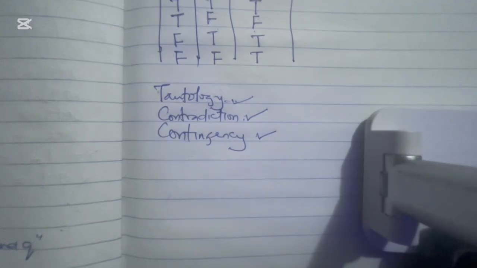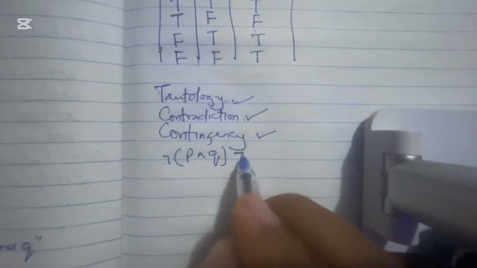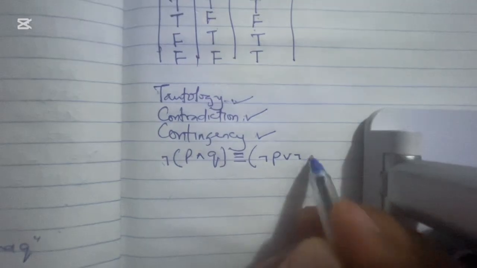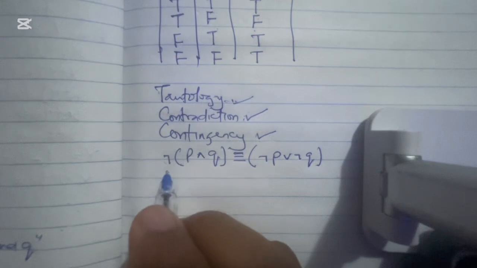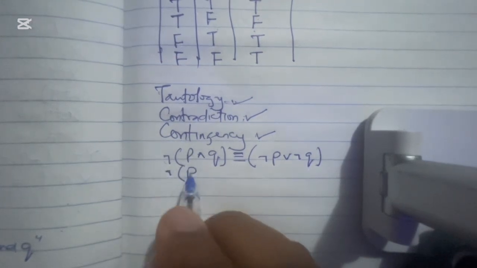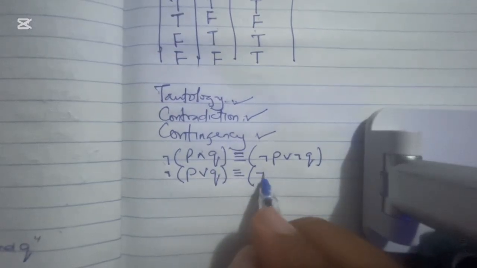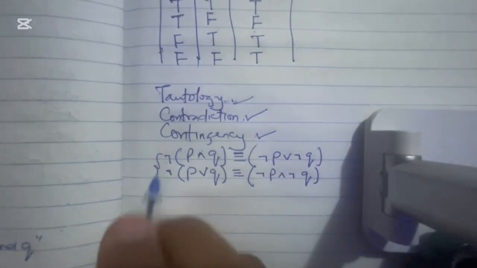Now let's look at the laws of logic. There are four laws of logic: De Morgan's laws, the commutative laws, the associative laws, and the distributive laws. Let's start with De Morgan's law. It is given like this. Another one still under De Morgan's law is more like the inverted form of this.